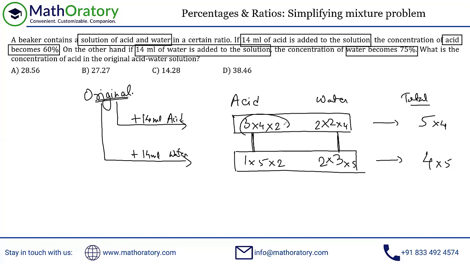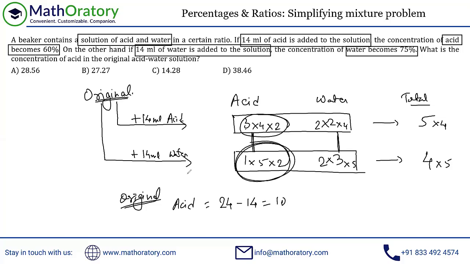Now work with either one of them. If you check this number, that is 3 into 4 into 2, so that is a total of 24. So if 24 ml of acid is what we have here, after adding 14 ml of acid, then in the original solution the acid should be 24 minus 14, which is 10 ml. Or you can just directly focus on this number. By the way, this is the original acid and this is the original water, so you can just take these two numbers directly if you want. The water you also need to figure out. This should be 2 into 2 into 4, so that is 16 ml. So we have acid 10 ml and water 16 ml in the original solution.